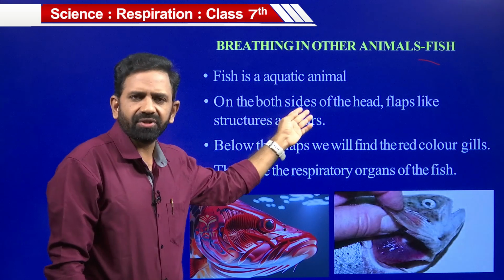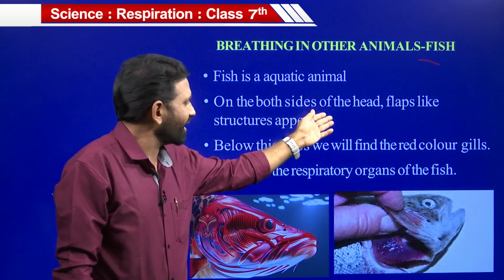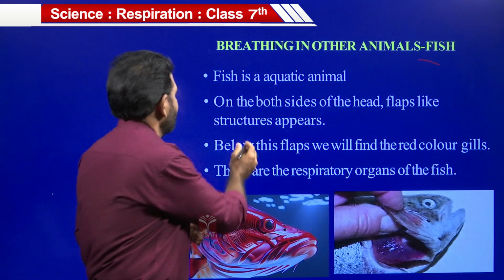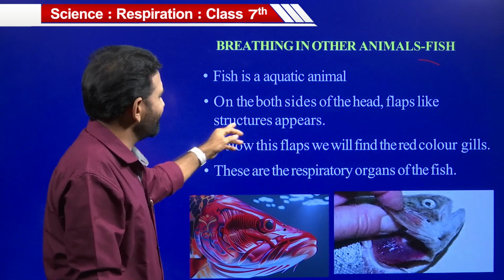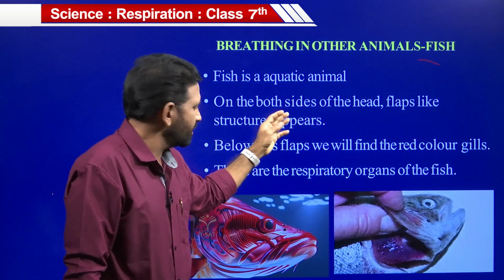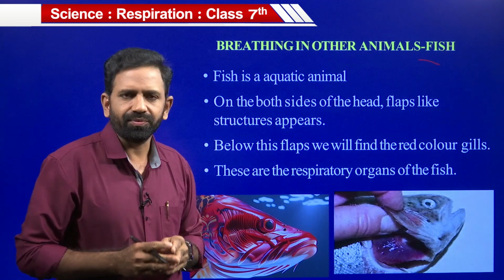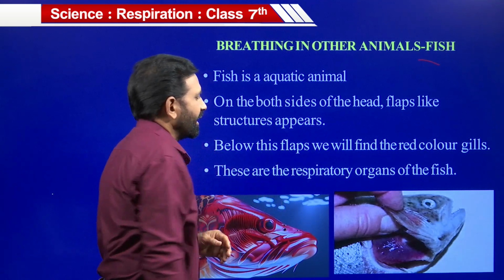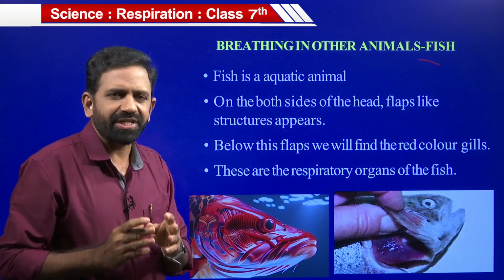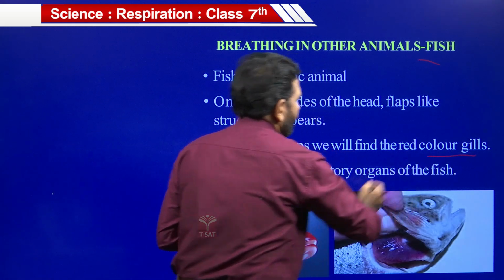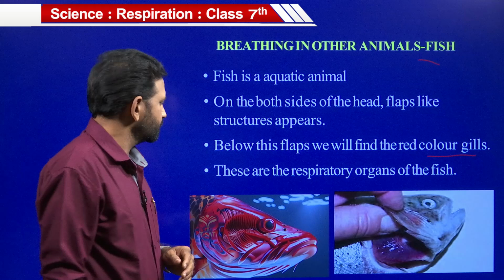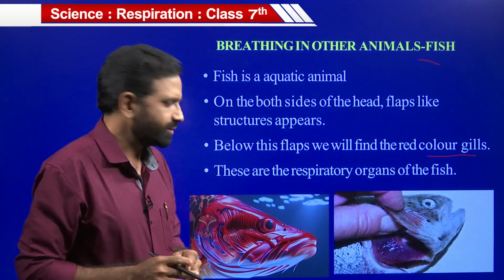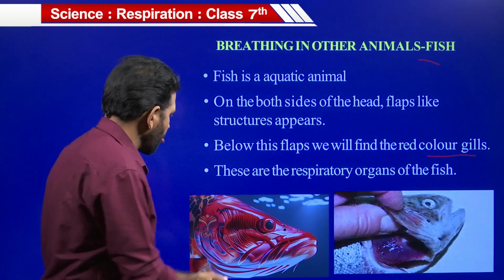On both sides of the fish's head, we can see flap-like structures. These flap-like structures are called operculums. Below these operculums, there are red color gills. So these are the respiratory organs in fishes. So look at this picture.